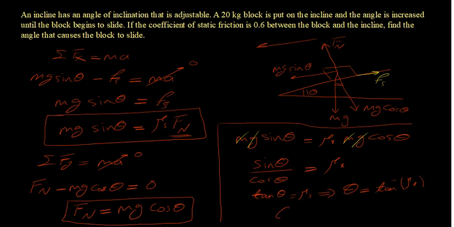So if we place the tan inverse in the calculator for the value of 0.6, that will give me 30.9 degrees, so we can say it is 31 degrees. That's the angle that will be enough to cause this object to slide downward.